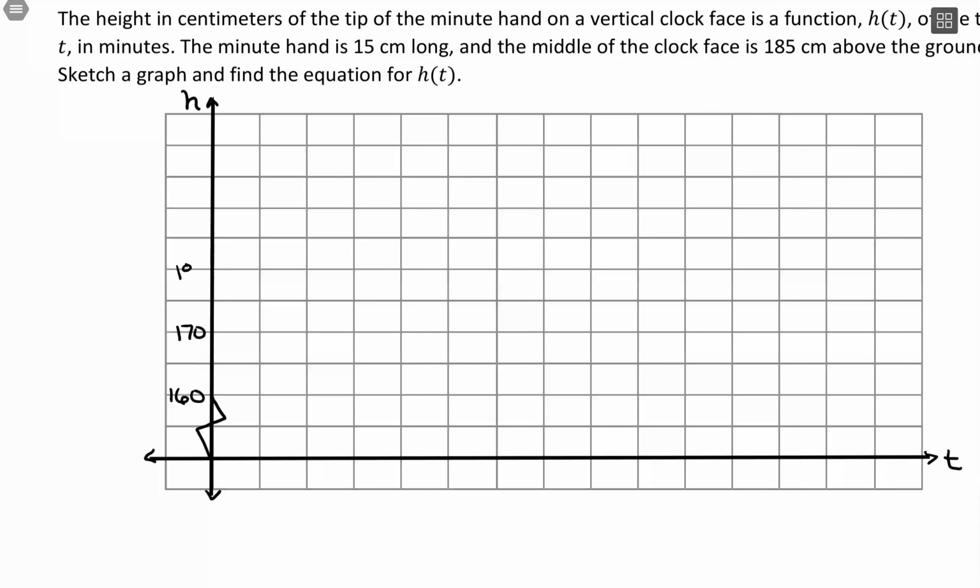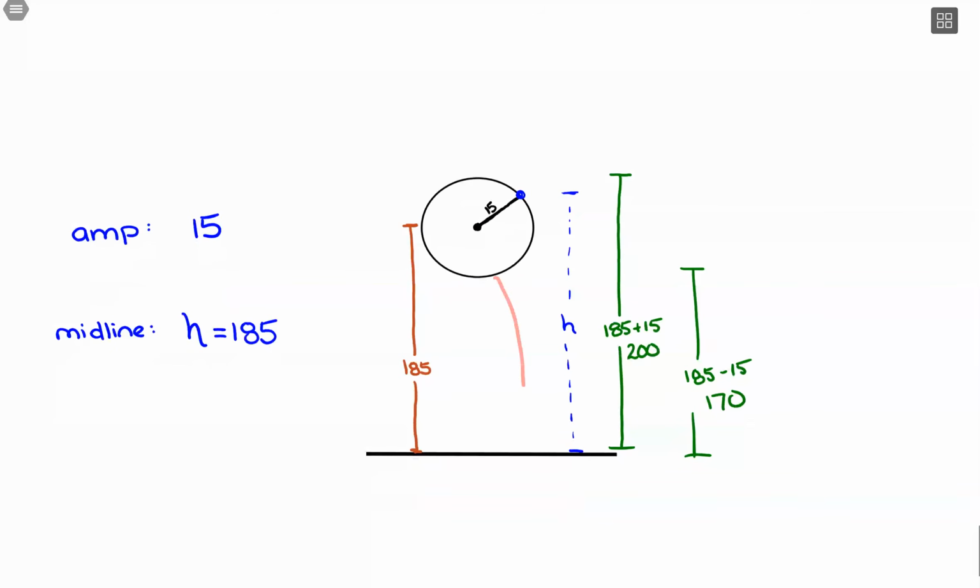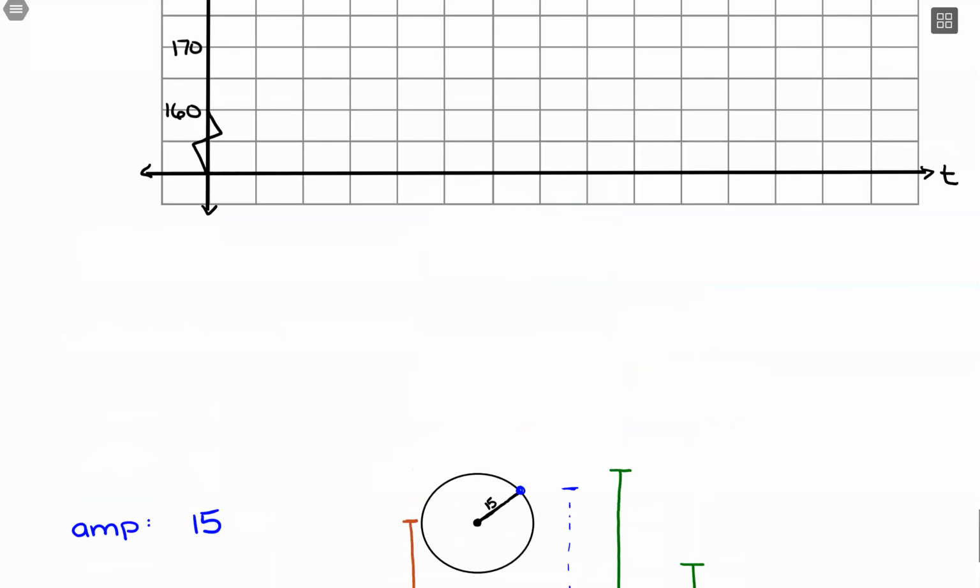170, 180, 190, 200. So this right here is a line break. It lets us skip ahead because I don't really need to see between 0 and 200. The idea being like all this space underneath the clock, nothing's happening down there. So we can skip over those heights that are 0 to 170. All the interesting stuff is happening up here between 170 and 200. That's where the height is really changing.